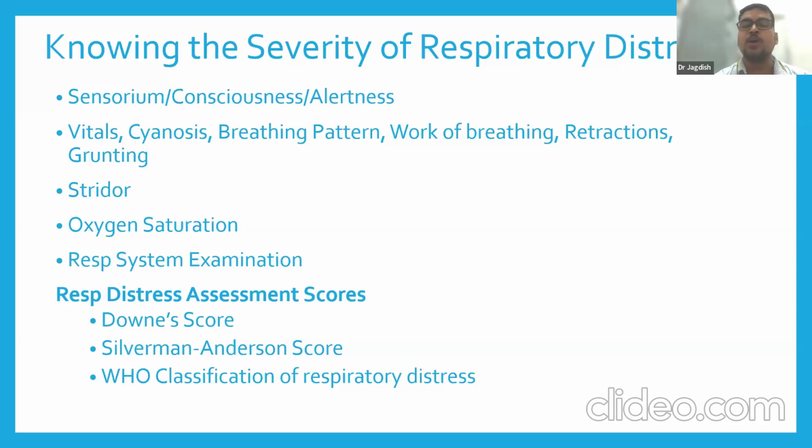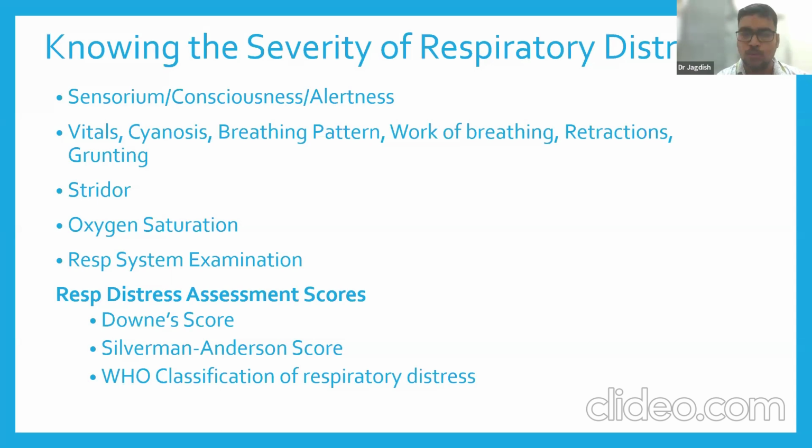Simply saying the baby's work of breathing is high, or the baby has a retraction, or the baby has grunting may not solve the problem. Rather, we need to go for the respiratory distress assessment score and quantify it, so that when we are giving some respiratory support, we can see the progression, whether the baby is improving or deteriorating, looking at the respiratory distress score number.